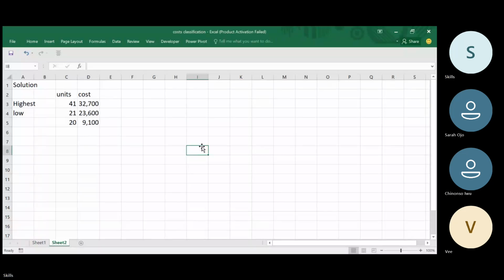So now, to get the variable cost per unit, we will say 9,100 divided by 20. If you divide this, someone should help us divide this. 9,100 divided by 20 will give us 455. So this is the cost per unit.